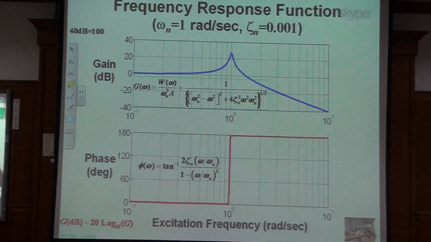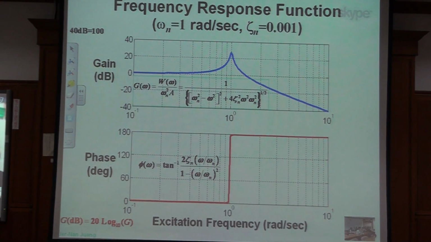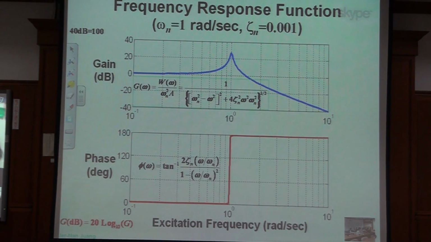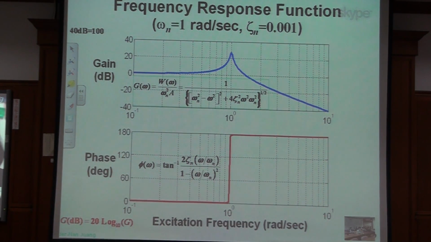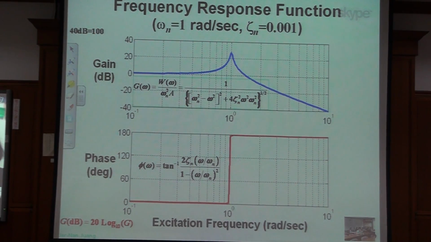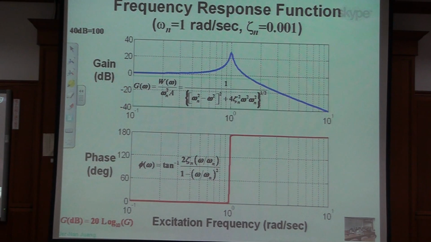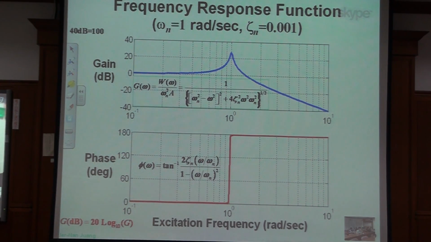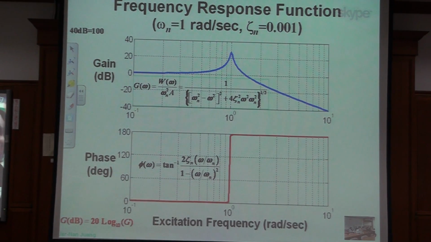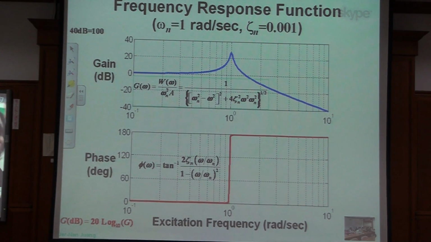Your phase will change from positive to negative at the point of your natural frequencies. The phase here changes at this point. That means 1 meter per second. And your gain will be the maximum at the point of your natural frequencies. Right? So this is very easy to see. And this is with the harmonic input. So that's my frequency response function.